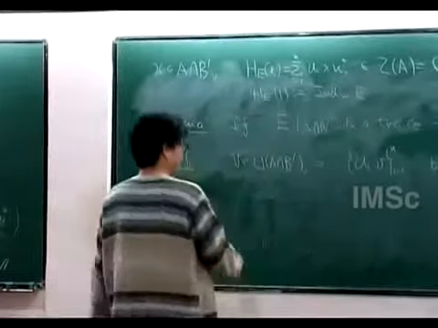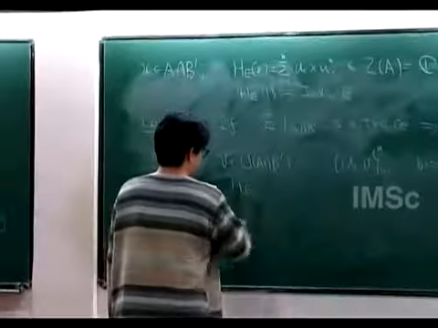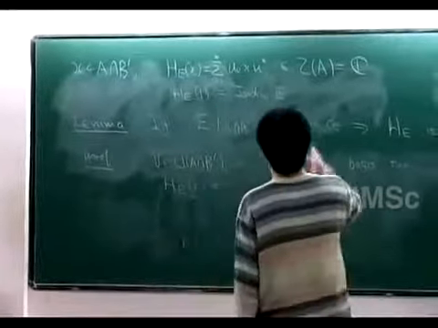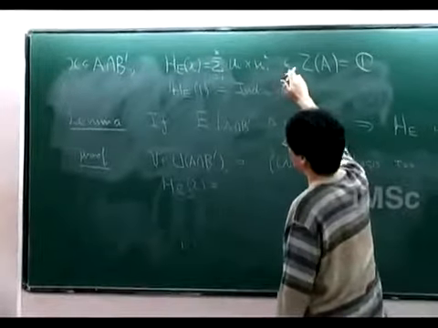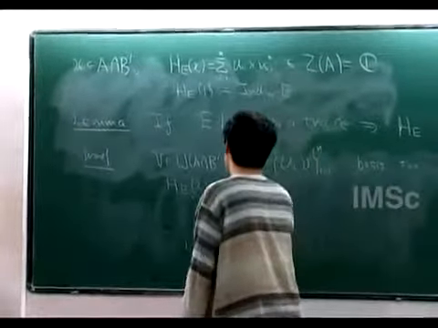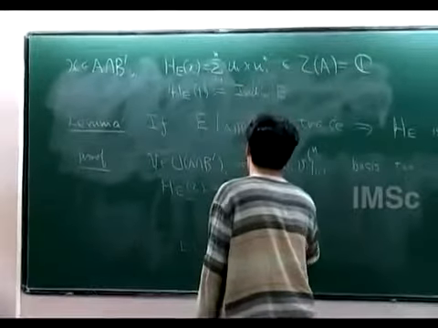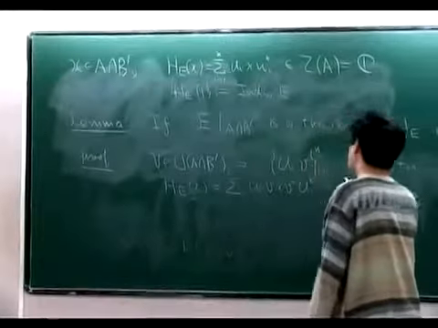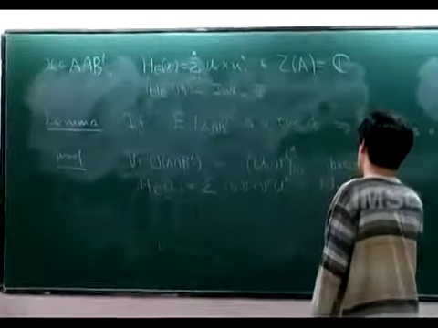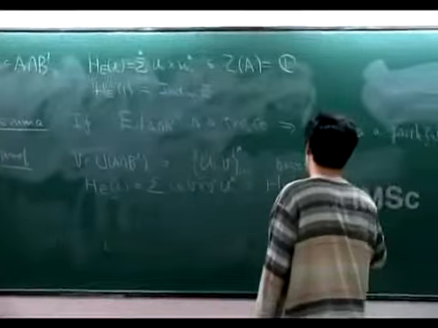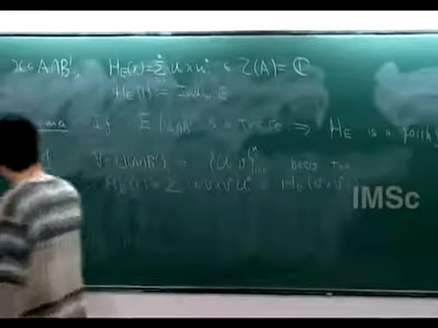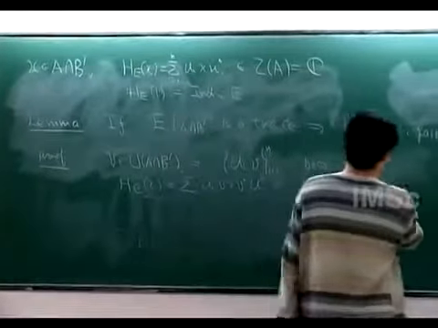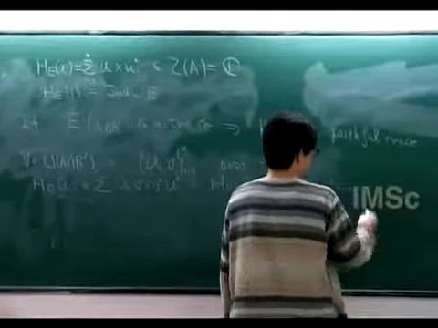So this means that since this is independent of the choice of the basis, you have this one. So you get this. You get a unitary invariance of this linear function. So it means that it is a trace. So this implies that it is a trace.